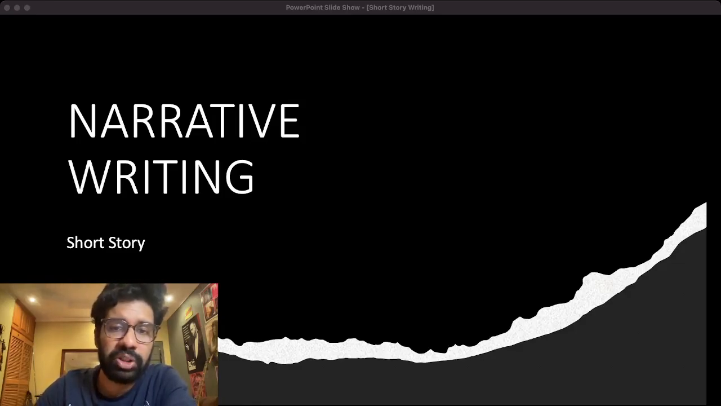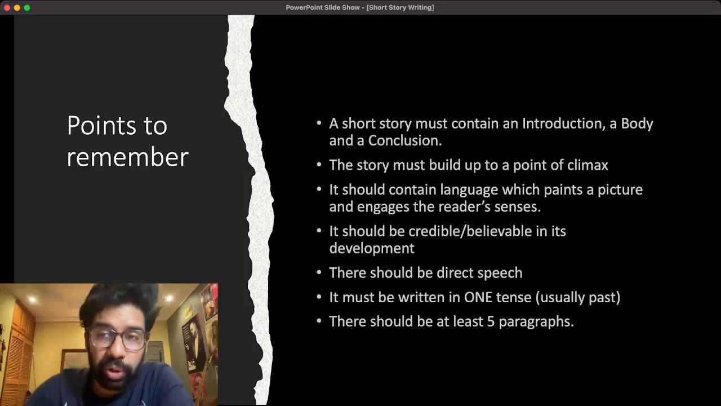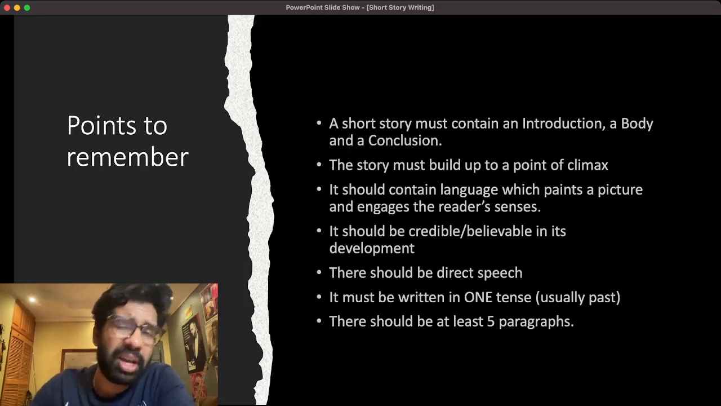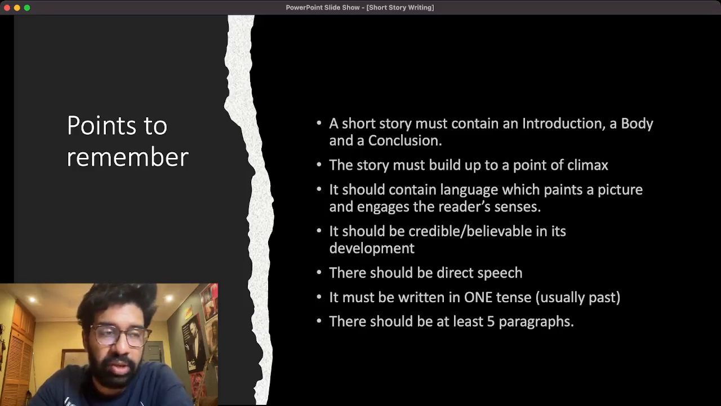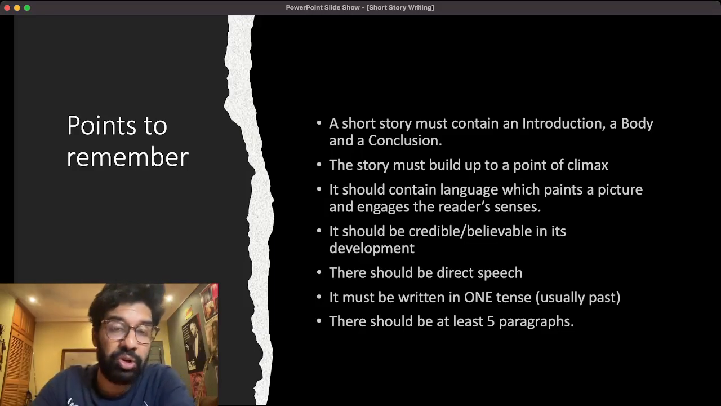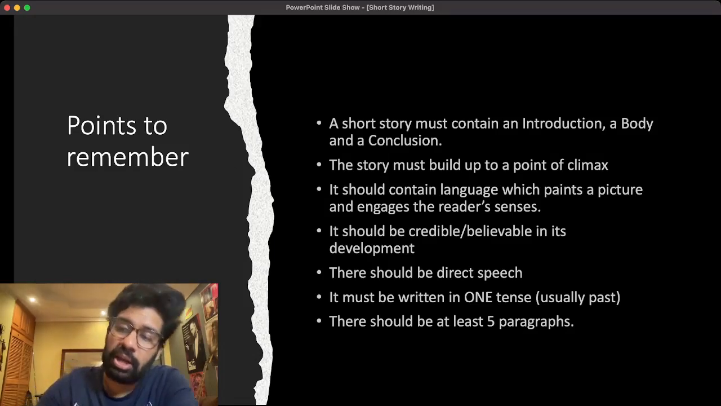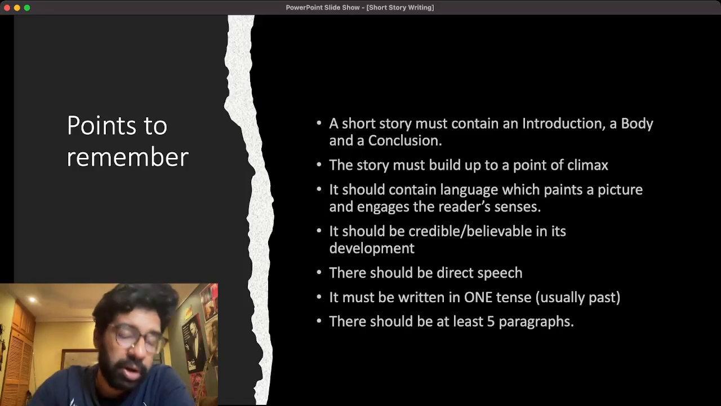So the first thing we want to look at: a short story must contain an introduction, a body, and a conclusion. Your body is usually 3 paragraphs. Your intro and conclusion are a paragraph each, so you're looking at generally 5 paragraphs. Now, this can change according to how you write your essay, but you don't want to go over your word limit. If you can structure your paragraphs in such a way that you don't go over the word limit, then you may have more paragraphs. But generally speaking, you have an introduction of 1 paragraph, a body of 3 paragraphs, and a conclusion of 1 paragraph, giving you 5 paragraphs in all.